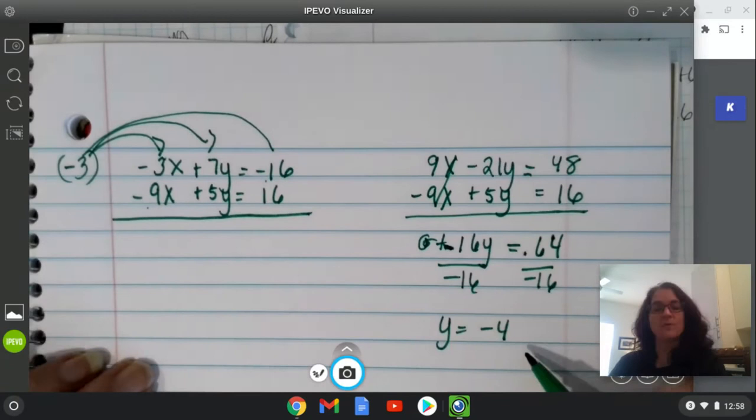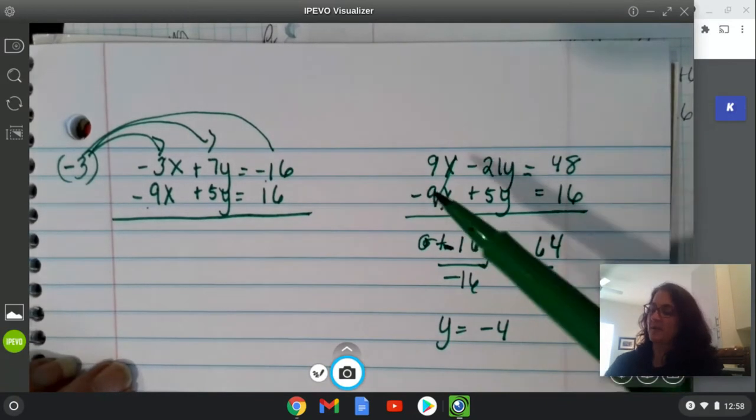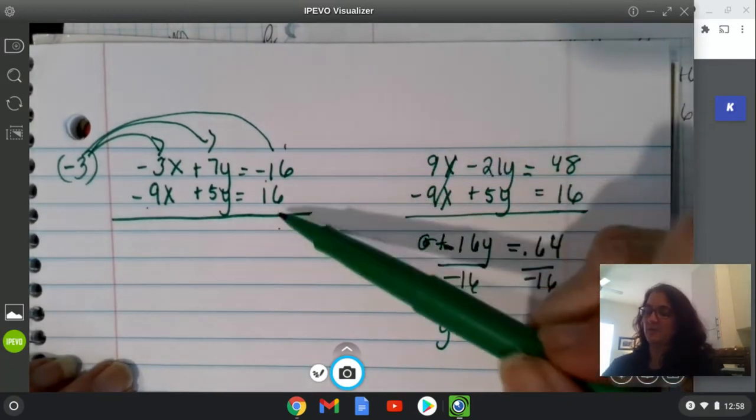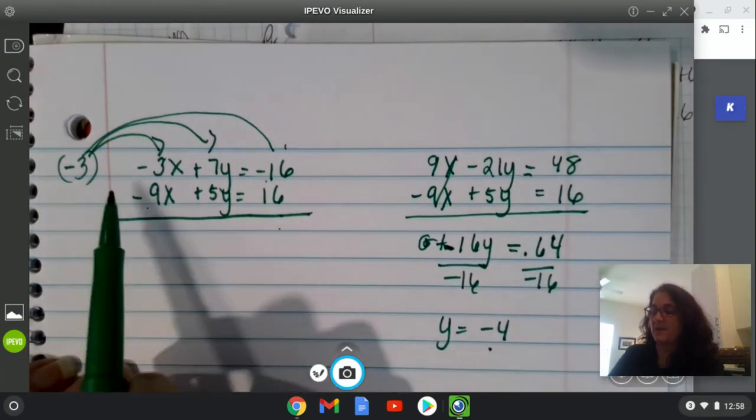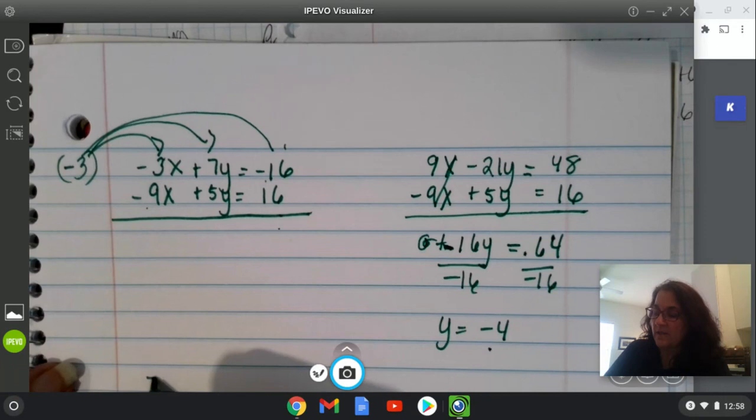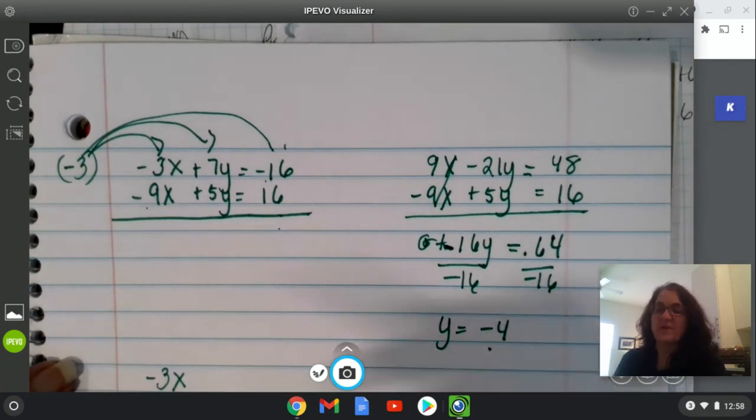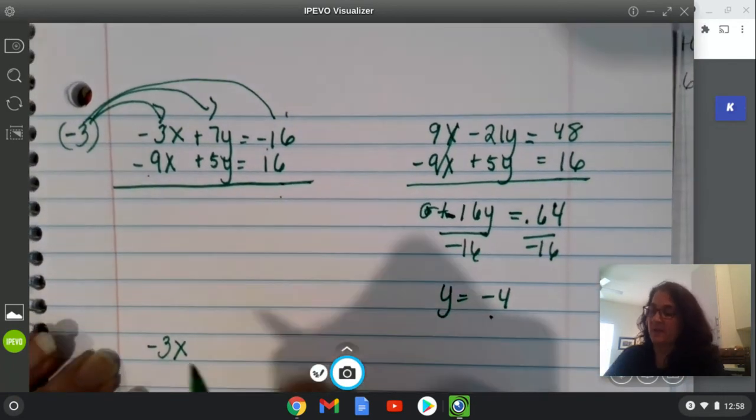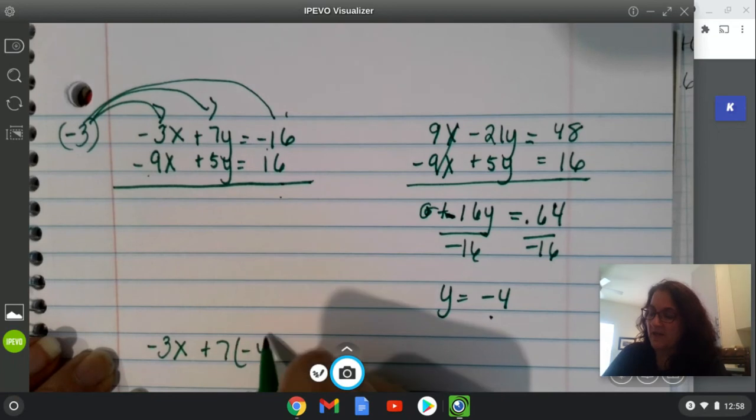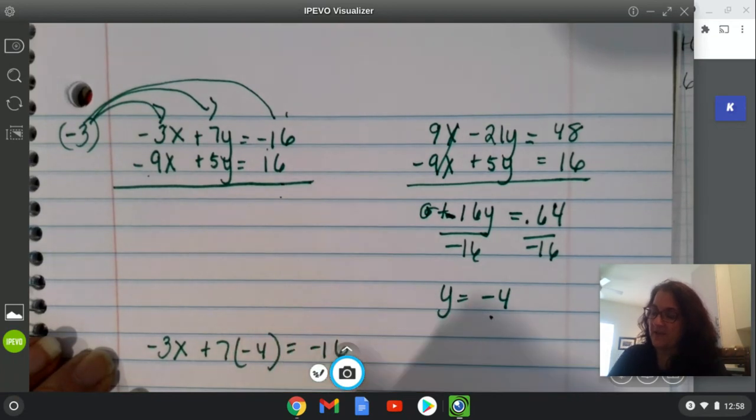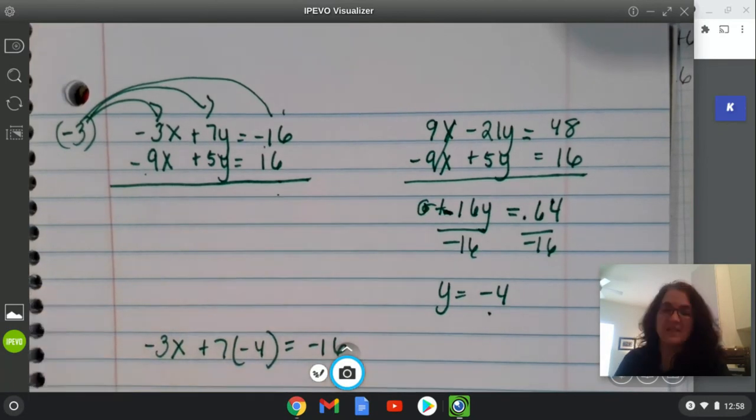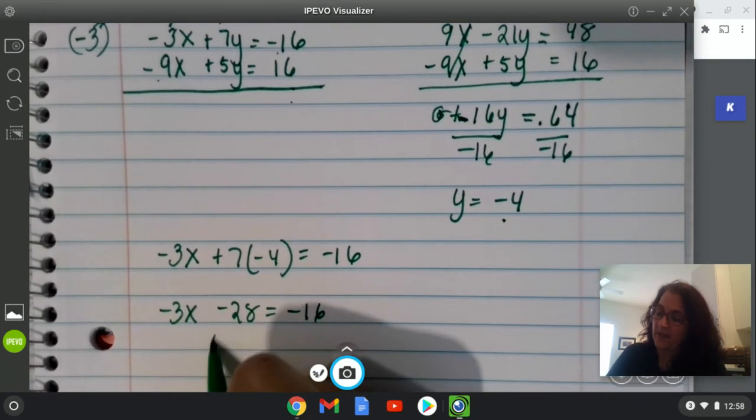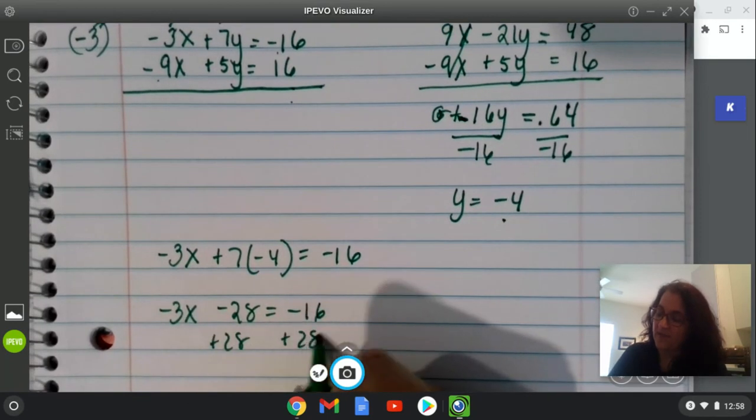So now that I've found that y equals -4, I'm going to come back to one of these two equations and substitute that in for y. I'm going to go ahead and put it in on the top one, I think. So I'm going to have -3x because I'm trying to now solve for x. So -3x plus 7 times -4 equals -16. So that means I have -3x minus 28 equals -16. And I'm going to add 28 to both sides.